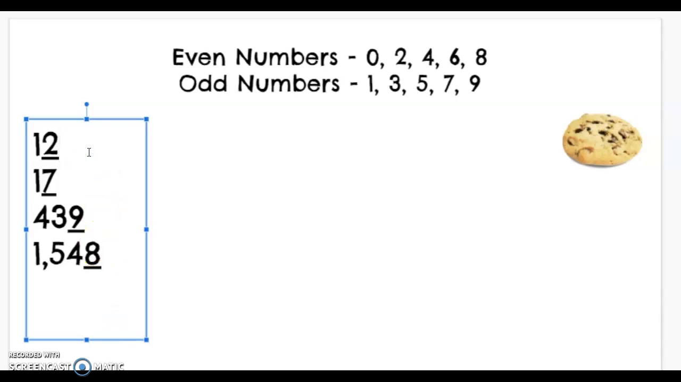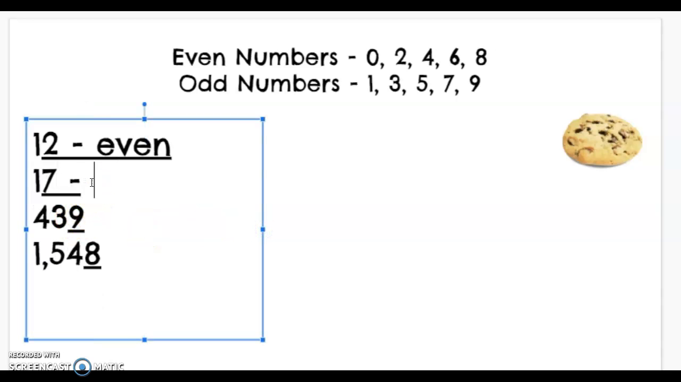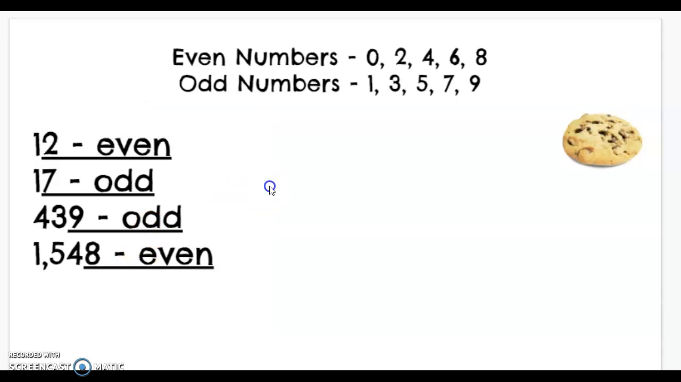All right, so 12 is even. 17 is odd. 439 is odd. 1,548 is even. All right.